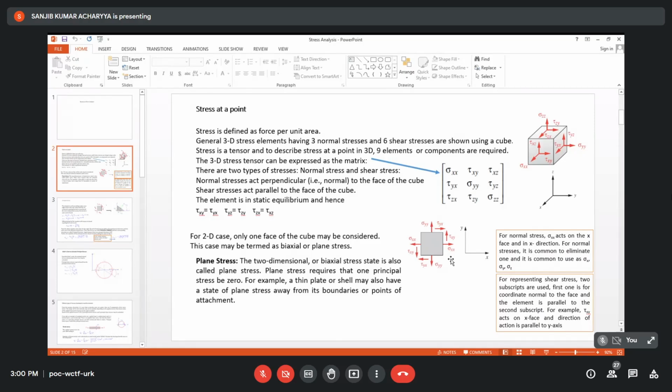But as an engineer, as a designer, I should have this knowledge that there may be a plane stress situation in the member in certain situations. And if it is there, I will take the advantage of the plane stress situation, or rather, I will convert the analysis method into a 2D system instead of 3D. Do you agree or not?